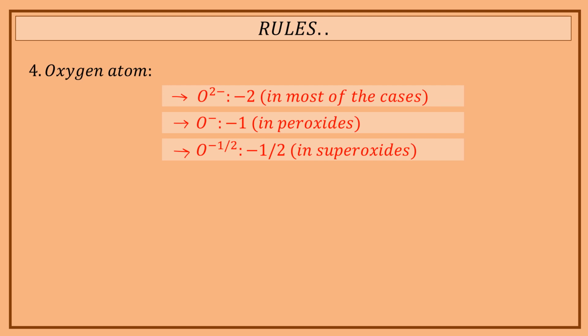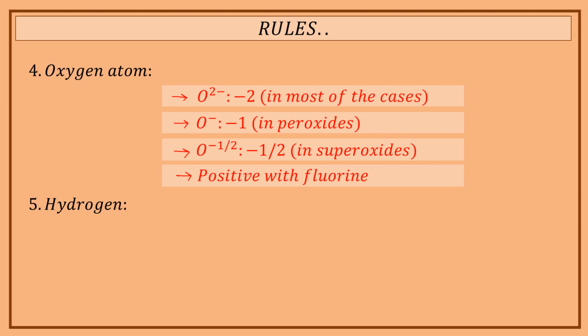Alright, we will see particular examples of such cases, and if oxygen is connected to fluorine in any compound, then we can be sure that its oxidation state is going to be positive. Okay, so these are the various rules for calculation of the oxidation state of the oxygen atom.